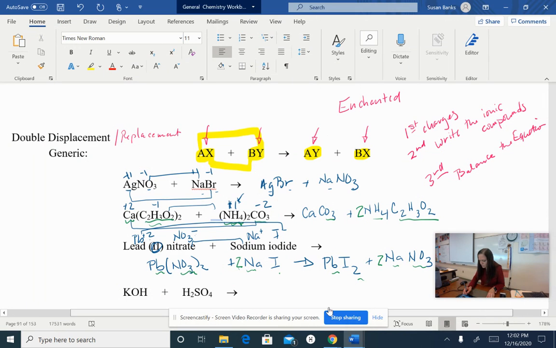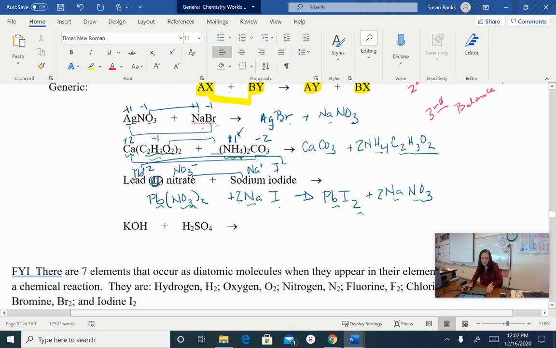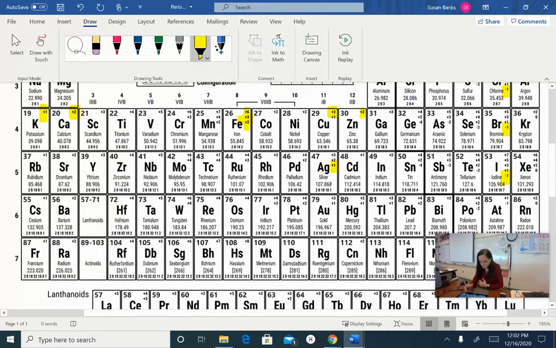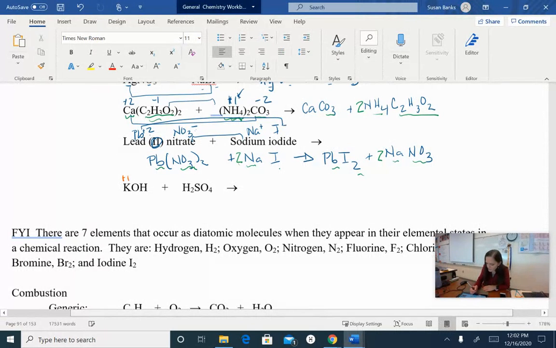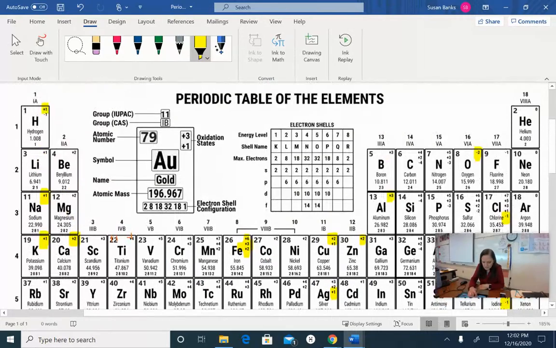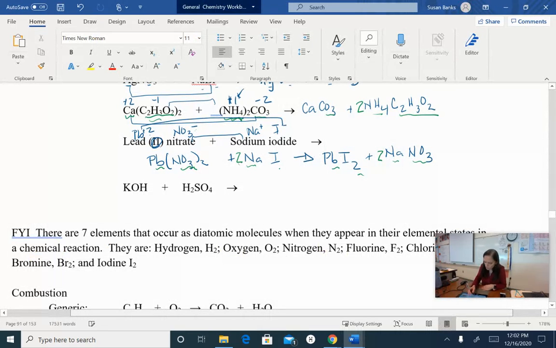All right, guys, we are going to finish this double displacement and then get into our last type. So, potassium hydroxide. Potassium is a positive one, and hydroxide is one of our polyatomics. So potassium is a positive one, hydroxide is a negative one. Hydrogen is a positive one right up here, and sulfate is a negative 2.